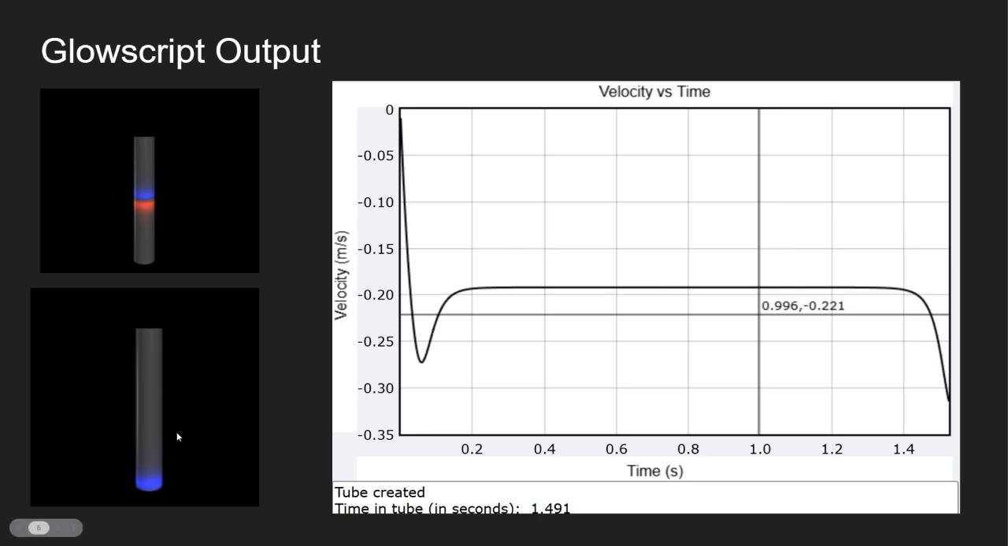And then here's what the code would output. Right here I have my 2 visuals, where the red is the south and the blue is north. It kind of just fell. That's what it looked like in the middle, and that's what it looked like at the bottom. And then here is my graph of velocity versus time. Again, we got that it took 1.491 seconds to drop.